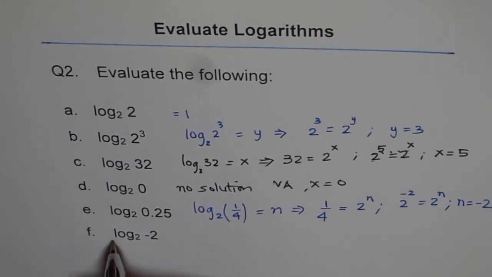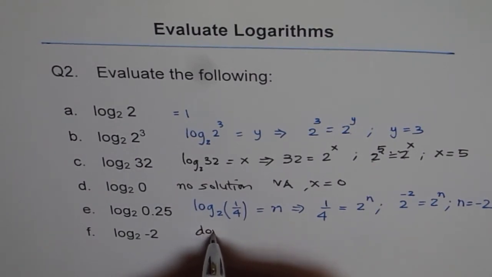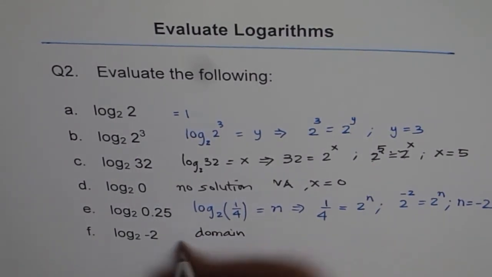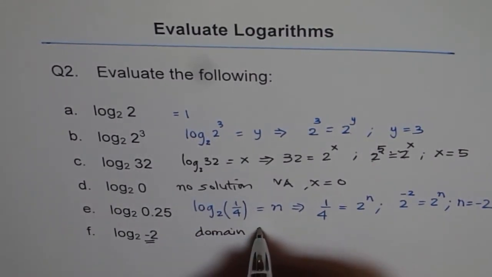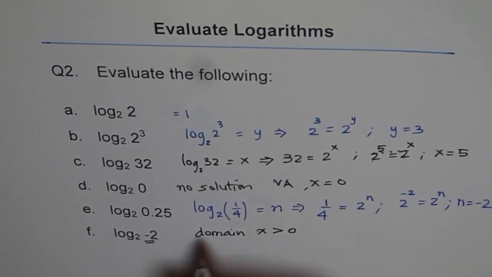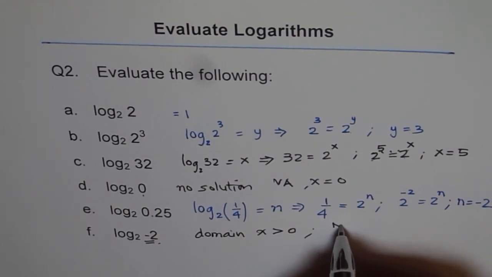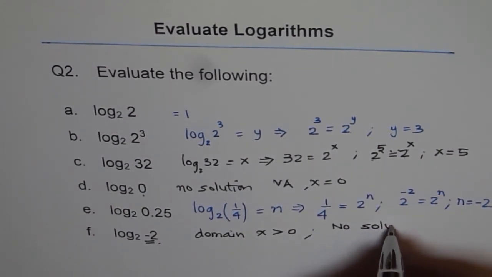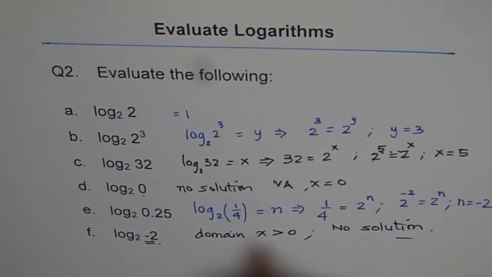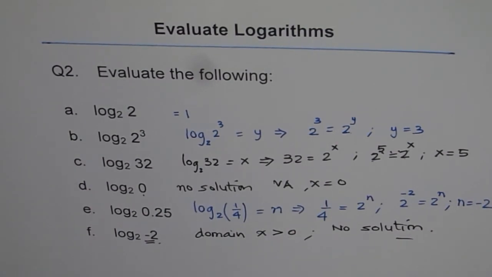And now we have log to the base 2 of minus 2. Since the domain of log is always x greater than 0, that number should always be greater than 0, right? So these two do not have solutions, right? So no solution, correct? So this is how we are going to evaluate logarithms. Thank you.